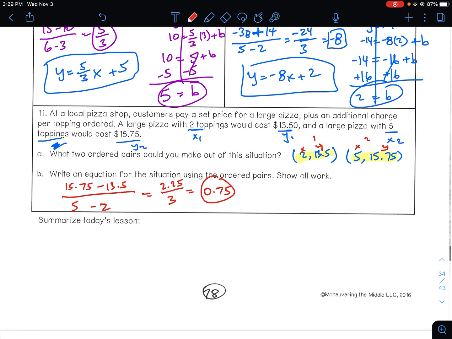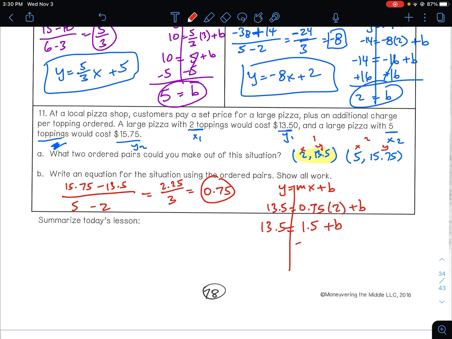All right, now that I have my slope, I need my y-intercept. So I start by doing y equals mx plus b. And which point do I want to use? Do I want to use the 2 and 13.5, or 5 and 15.75? I will go with the first point. So y is going to be 13.5. m is 0.75. x is 2 plus b. So let's simplify. 0.75 times 2 is $1.50. So 13.5 equals 1.5 plus b.